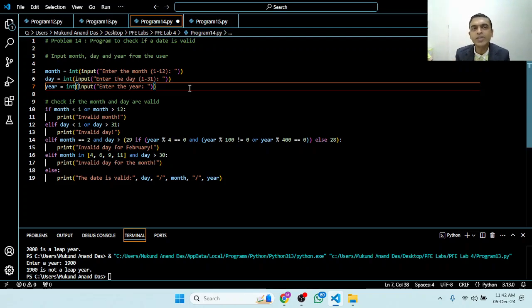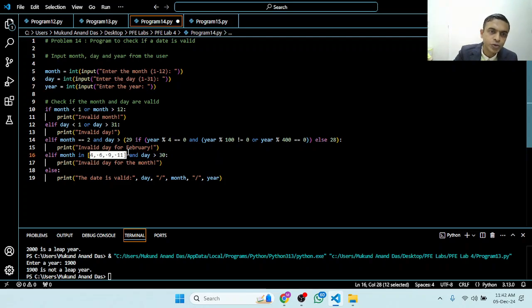Also, not all months have 31 days. There are months like April, June, September, November. These are the 4 months. April means the 4th month, June means the 6th month, September means the 9th month, and November means the 11th month. So these months cannot have the date 31 because the maximum date is 30. So we have to check that also.